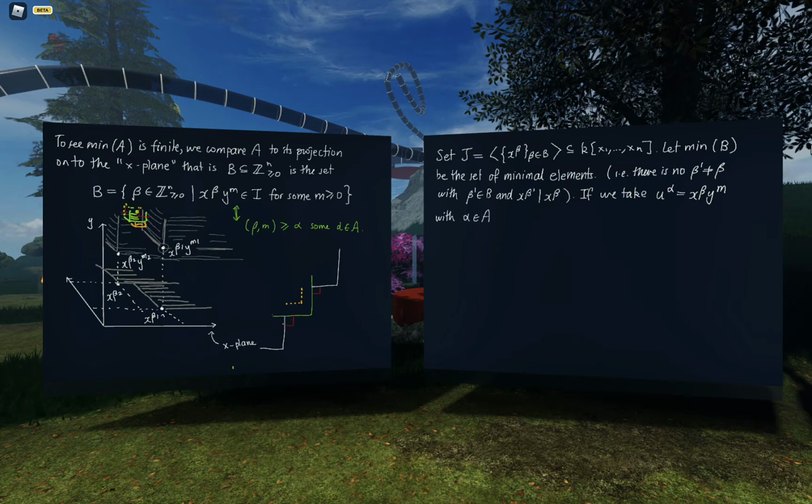So if you take some u to the alpha, with alpha in A, then beta in B, certainly in B, may not be minimal. And the blue cube in the 3D shape illustrates this, right? So if I were to take that blue cube, it was meant to be kind of nestled down here in the first picture.